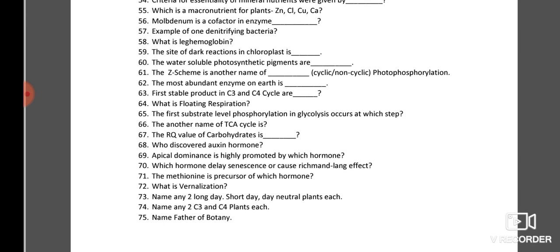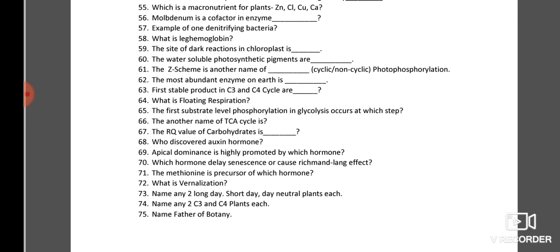The water soluble photosynthetic pigments are carotenoids or phycobilin? So it will be phycobilin. Chlorophyll and carotenoids are not water soluble, but the phycobilins are. The answer is phycobilin. Phycobilins like phycoerythrin and phycocyanin, which are generally found in algae, are water soluble pigments.